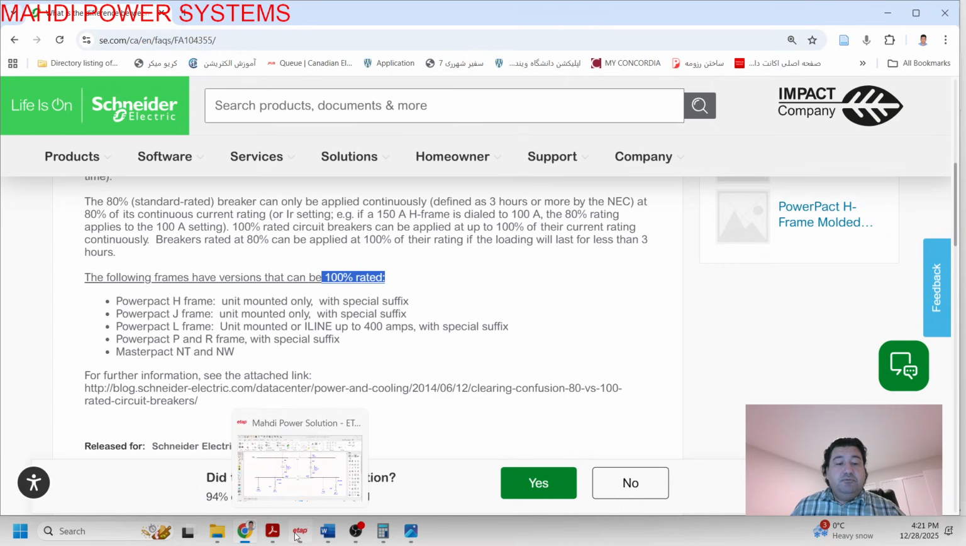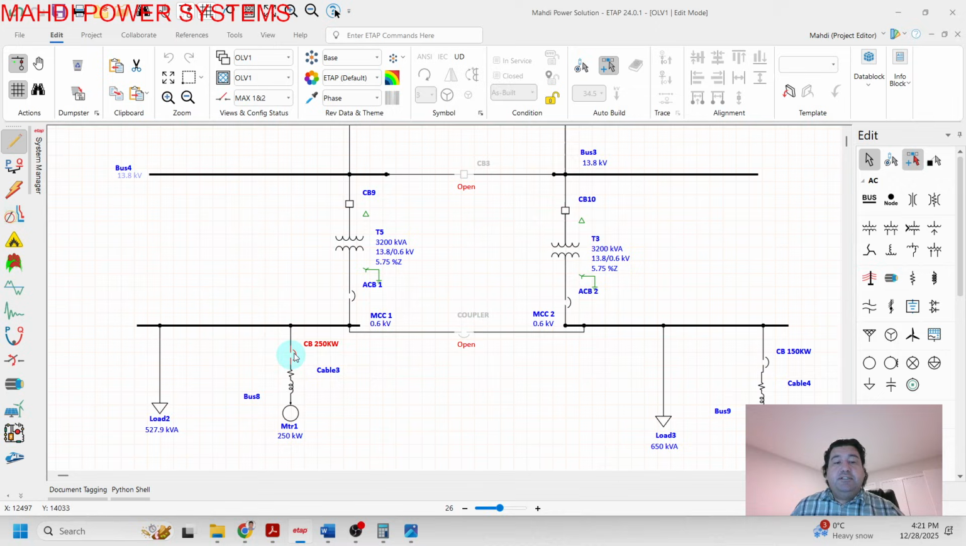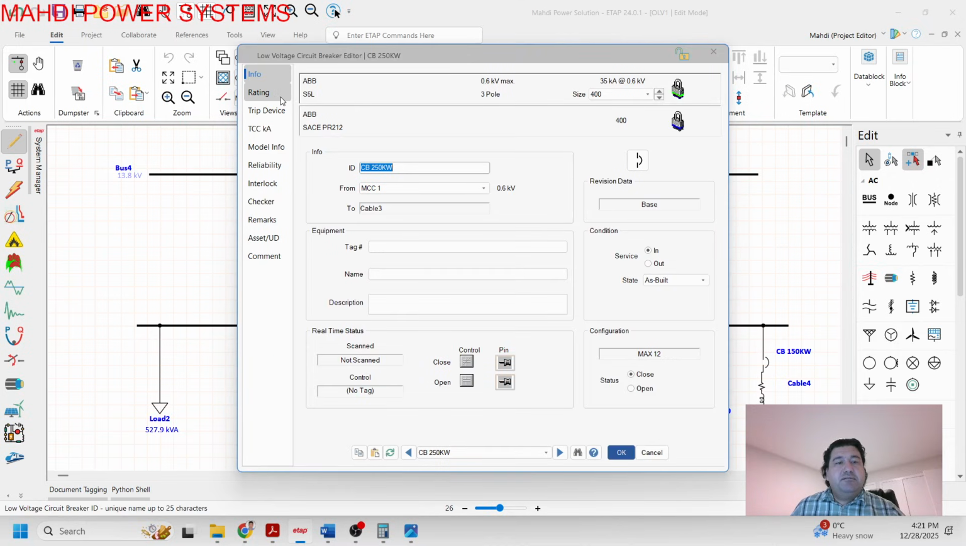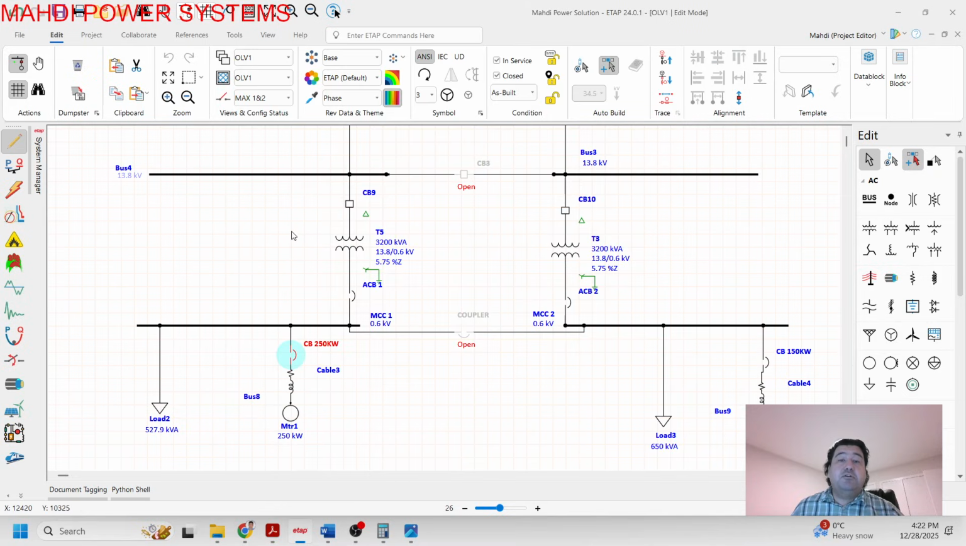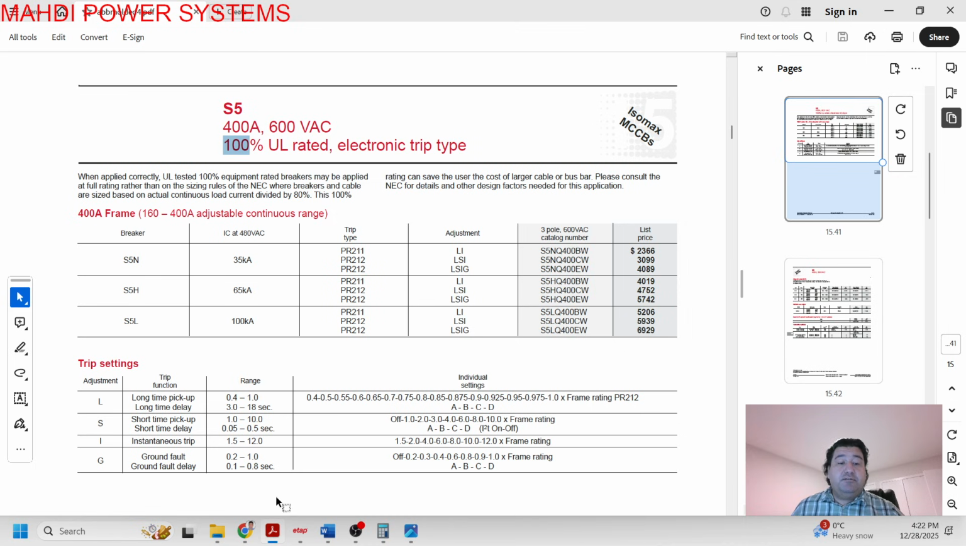Now let's look at our breakers. I select a breaker here, ABB S5L. I don't know if this is 80% or 100%. I go to the document, I download the document. The document says 400 amp, 100% rated, UL rated.